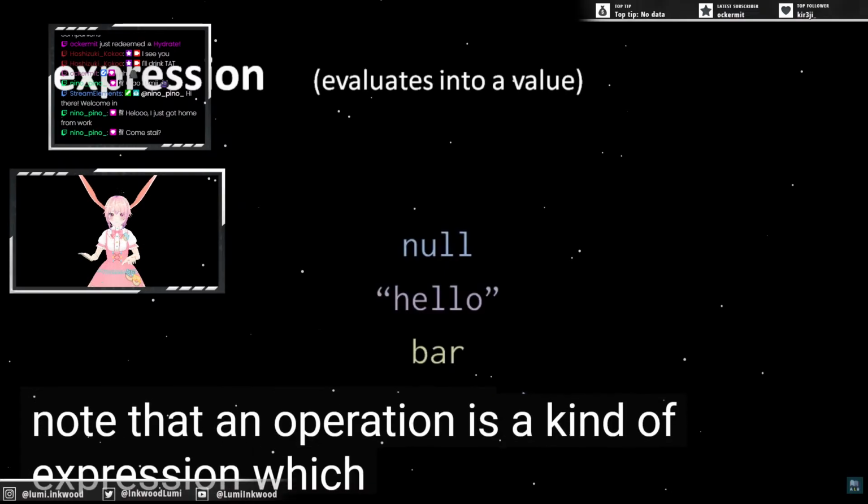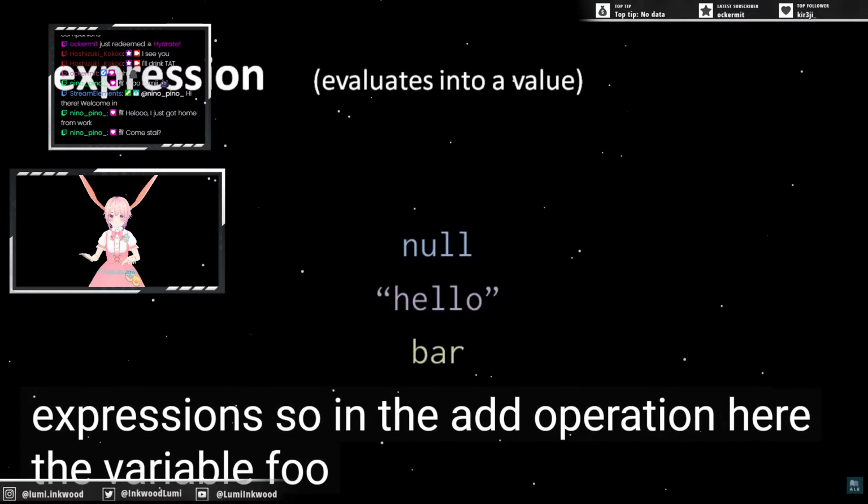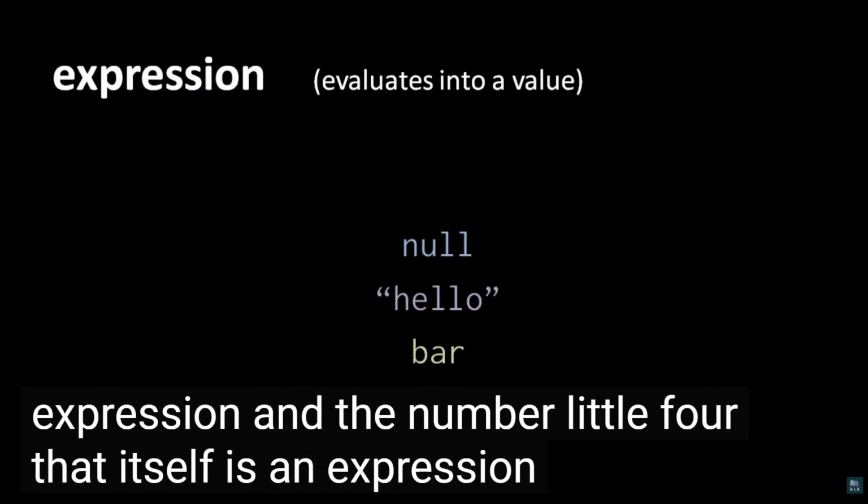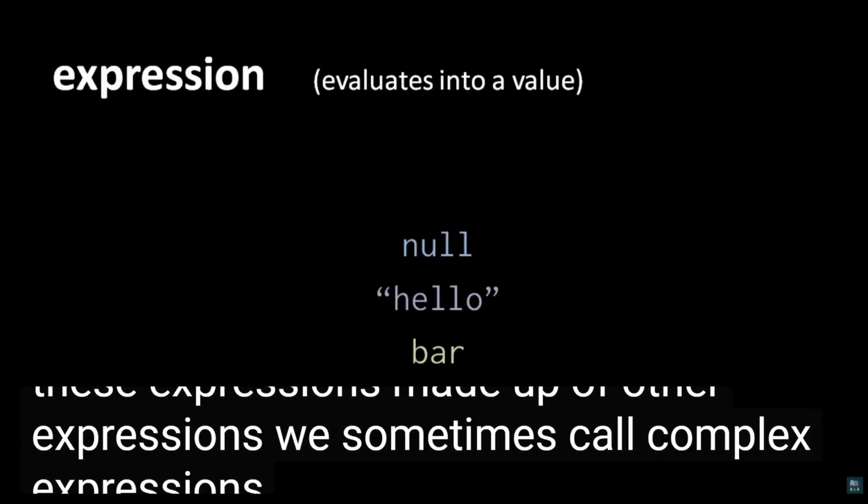Note that an operation is a kind of expression which itself contains other expressions. So in the add operation here, the variable foo, that itself is an expression, and the number little 4, that itself is an expression. These expressions made up of other expressions we sometimes call complex expressions, in contrast to simple expressions.